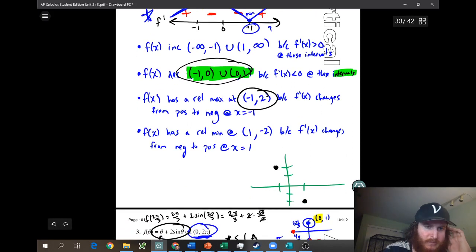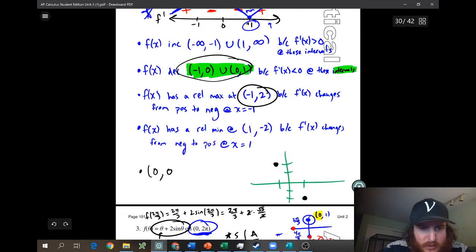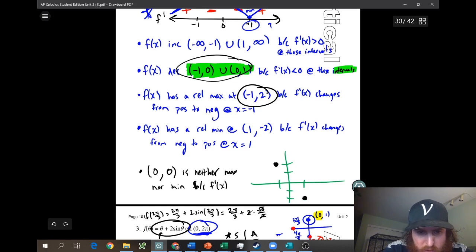0 was a critical point. So if we classified 0, on the homework it said to classify the critical points. Now when we plug in 0, 0 to the 5th minus 0 cubed is 0. So 0, 0 is neither a max nor a min. And if you were going to justify this, it was because f prime of x does not change signs at x equals 0. Or you could say, f prime of x basically stays decreasing at 0. So there's our next point.